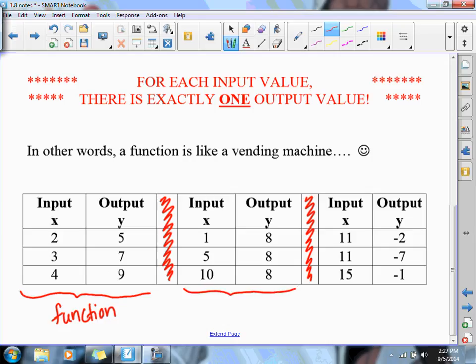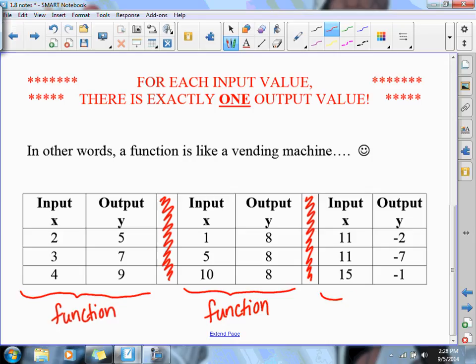In the next function, this one's a little bit unique because I have 3 x values that I'm putting in, but I get the same y value out every single time. Would that be a properly functioning vending machine? The values of 1 and 5 and 10 would be like 3 different buttons on the machine. Then I would get out 8 and 8 and 8. No matter which button I pushed, I would get the same thing out. You can actually have that. That is a function. You could have a machine that had 3 buttons all designated for Pepsi.